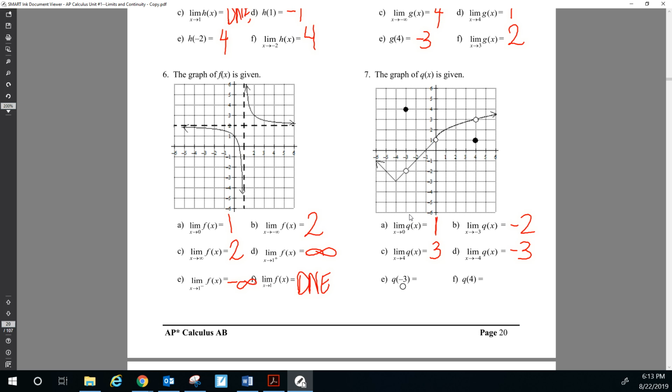What's the value at negative 3? Well, at negative 3, we're defined up here at 4. And what about at 4? At 4, we're defined down here at 1.